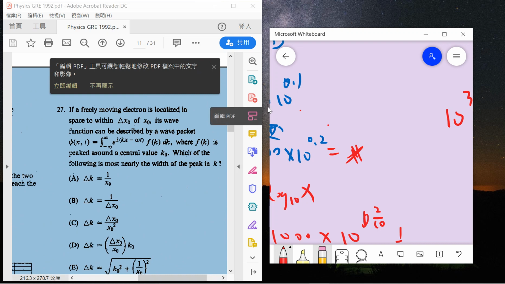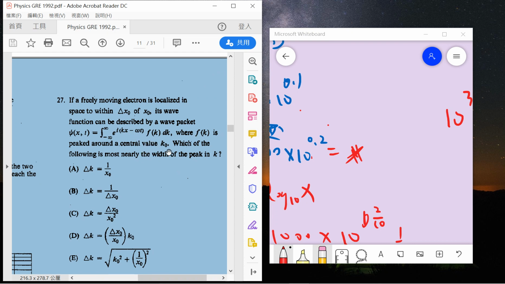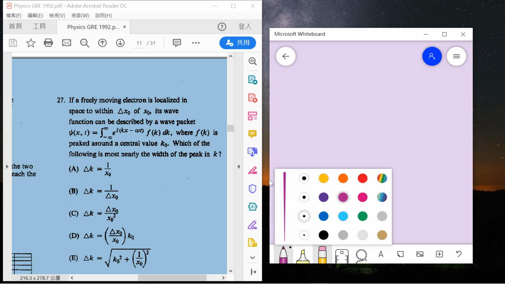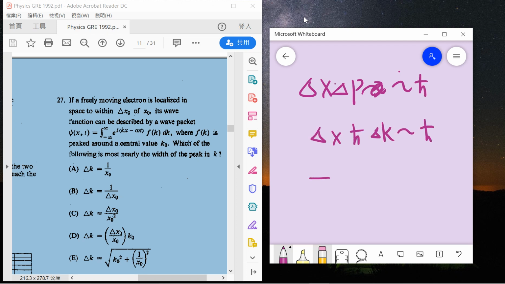Okay, so 27. Free multi-electron, and it asks about the width of the peak in K. You don't have to do any calculation. It asks you about the uncertainty principle, because delta x times delta p is close to h bar, and delta p is h bar delta K. So delta x times delta K should be close to 1. So delta K should be 1 over delta x. So the answer is B.